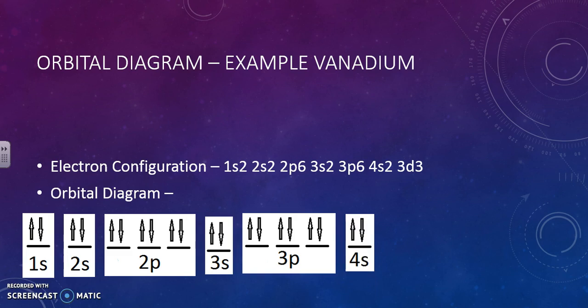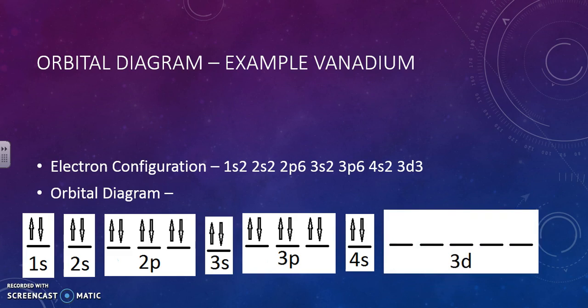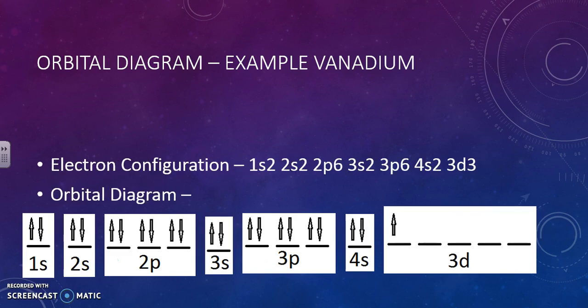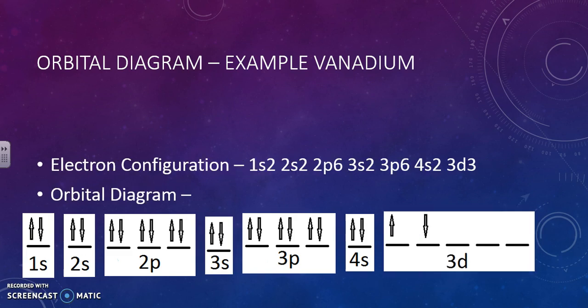So the D shape has 5 shapes associated with it. That means that we're going to be picturing 5 horizontal lines and labeled all of them 3d. But now we need to start filling in the electrons. So again, that's going to be 1 per line until we need to double up. So here's 1, 2, 3.